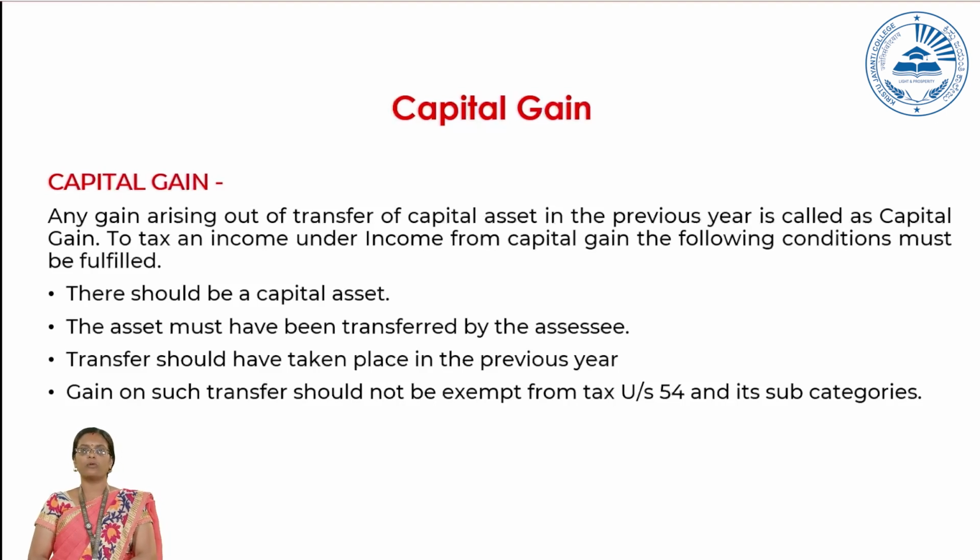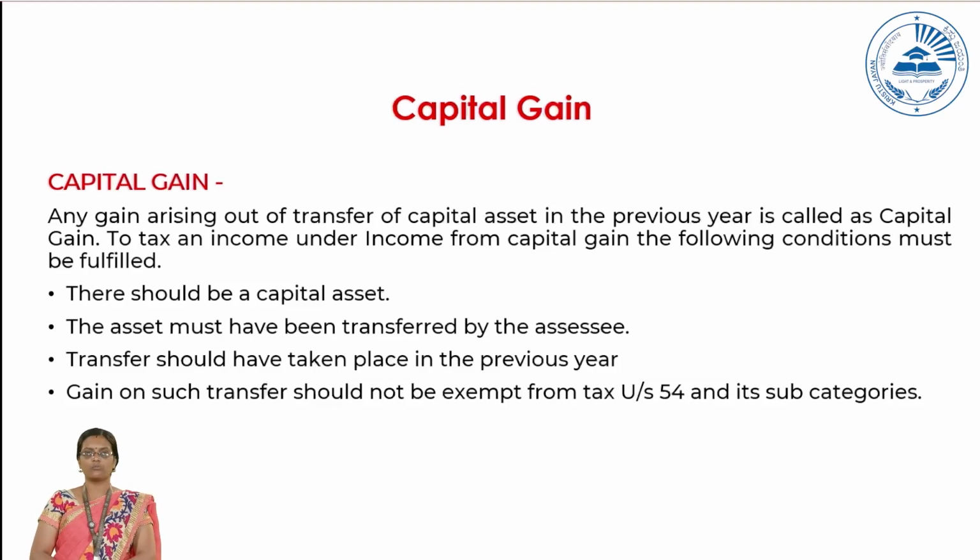The third important condition for claiming an asset to be a capital gain is that the transfer should have taken place during the previous year. So when I say the previous year, it means the year in which you have earned a particular income. So the transfer of the property should have taken place during the previous year.